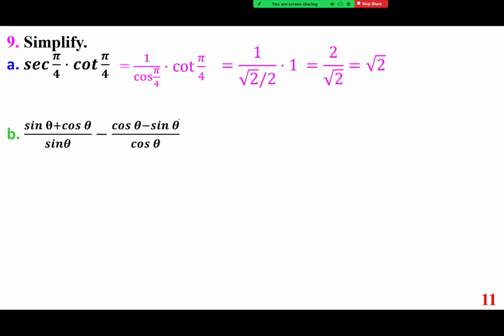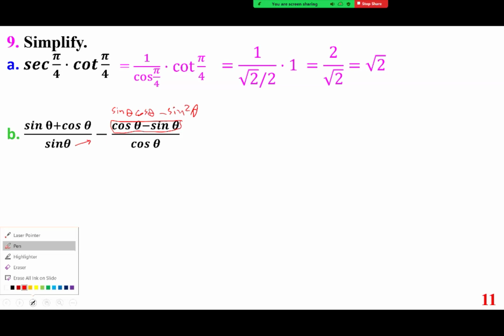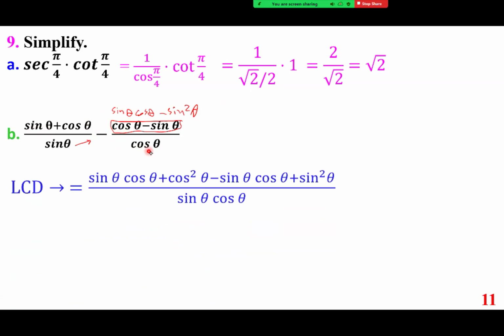If I multiply this one by sine, I get sine theta cosine theta minus sine squared. The reason I'm writing this one is because this will change the sign. So this becomes negative, this becomes positive. This is just sine theta cosine theta plus cosine theta squared, minus sine theta cosine theta, and plus sine squared. I hope you can see that, class. Okay, so that's the change that happens, and I'm hoping that everybody can see that.